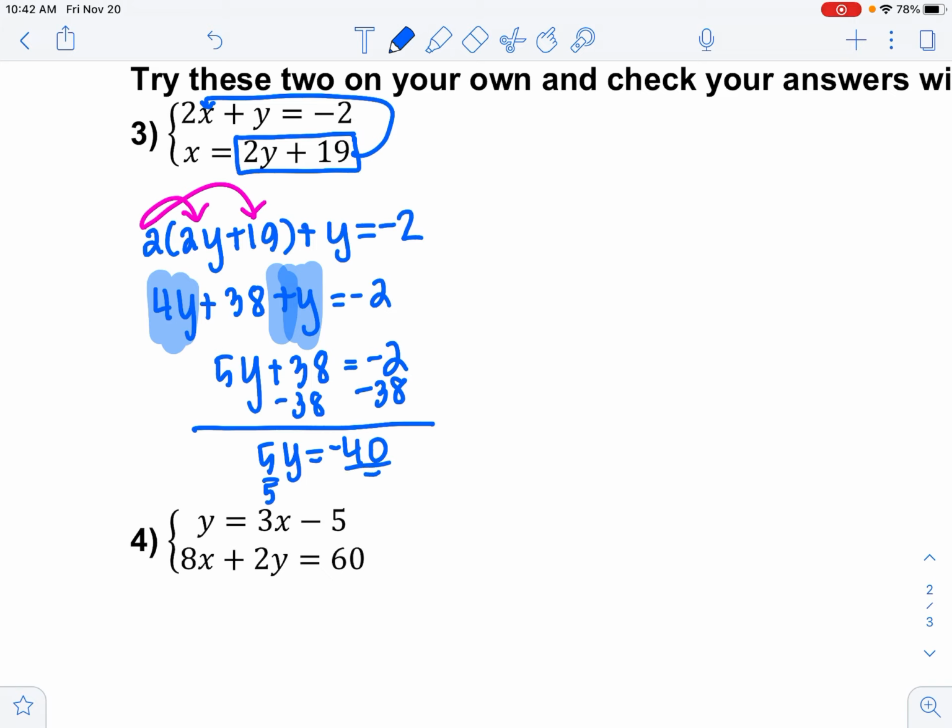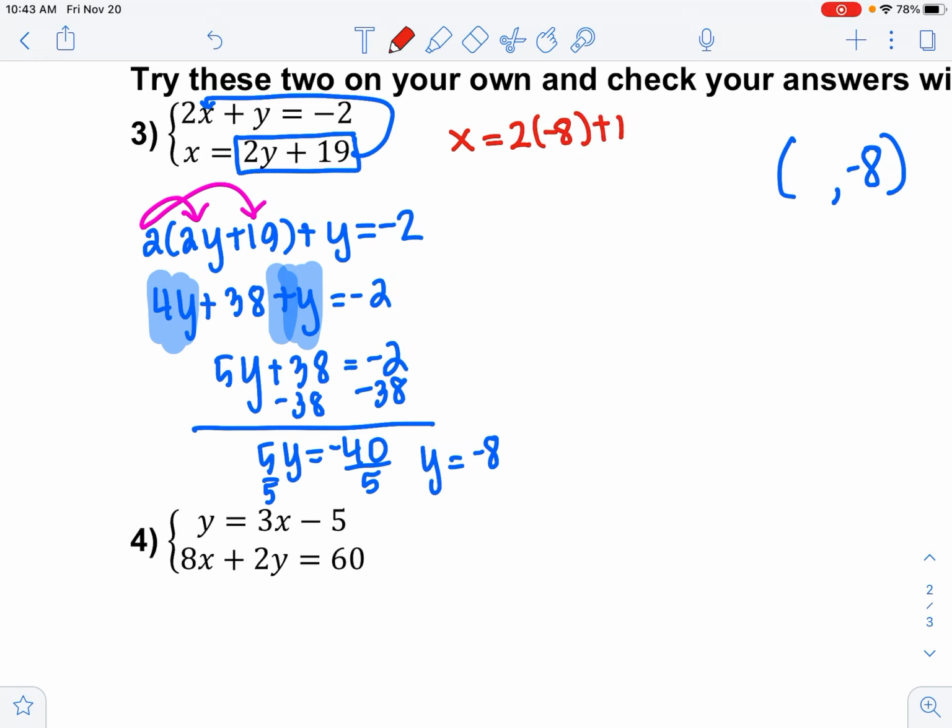Subtract 38 from both sides. That's 5y is equal to negative 40. And then divide by 5. And that's where my y is negative 8 came from. I'm going to start to write my answer by making sure I put the negative 8 in the y spot.